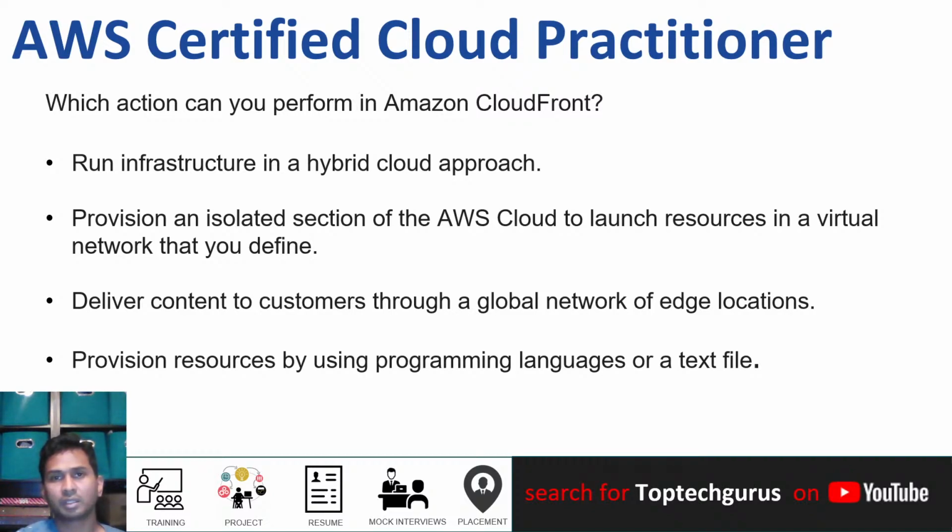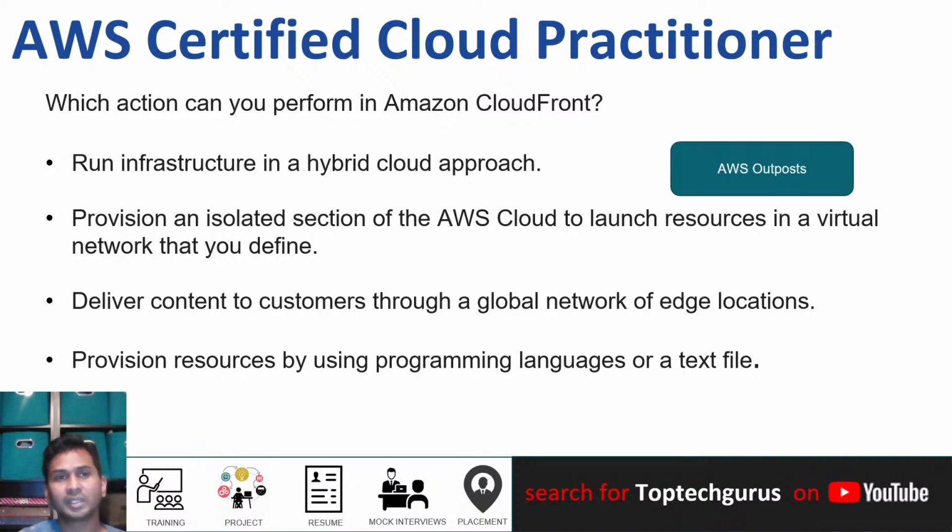Run infrastructure in a hybrid cloud approach. Nothing related to hybrid cloud, which is like on-prem and cloud, is relevant to CloudFront. You can do it hybrid cloud or on-prem. It doesn't make a difference. Provision an isolated section of AWS Cloud to launch resources in a virtual network that you define. Again, it's not an isolated section. The isolated section gives me an idea of something else. A vault section within a network that we always spoke about, which is a different keyword here, not this. That's actually VPC.